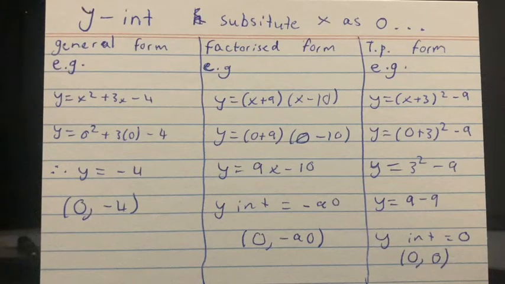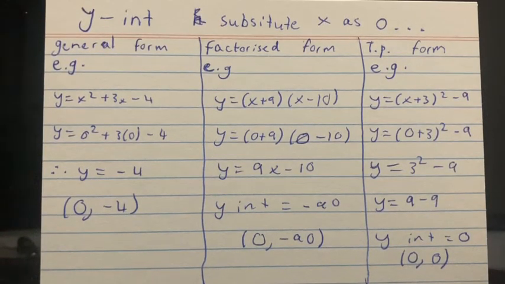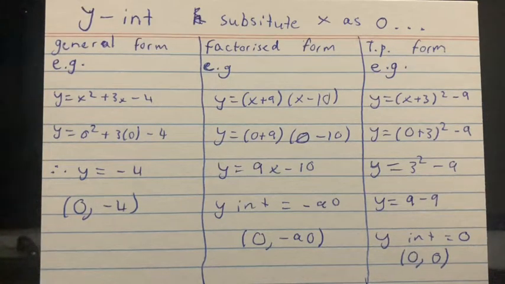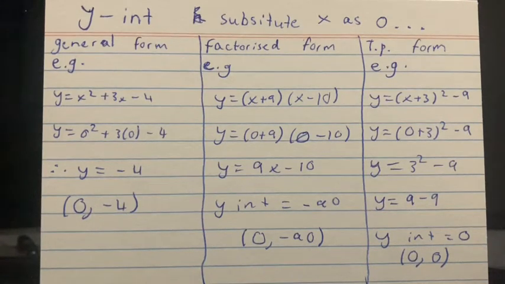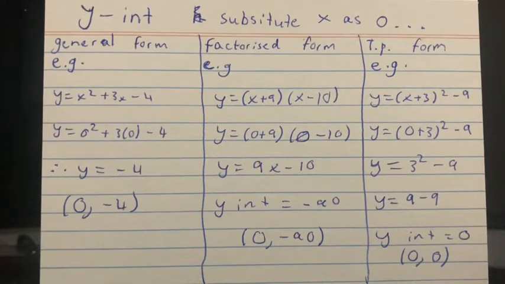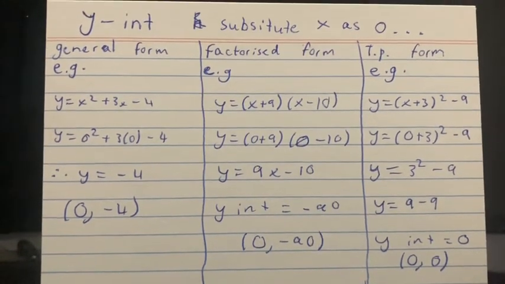In the equation general form y equals x squared plus 3x take 4, you can make x 0, therefore you would get x squared, which is 0, plus 3x, which is 0, take 4. Therefore, the y-intercept is negative 4. In the factorized form equation, y equals, in brackets, x plus 9 times, in brackets, x take 10, you substitute 0 as x, and you'd get y equals 9 times negative 10. Therefore, you would get y equals negative 90, and that is the y-intercept.